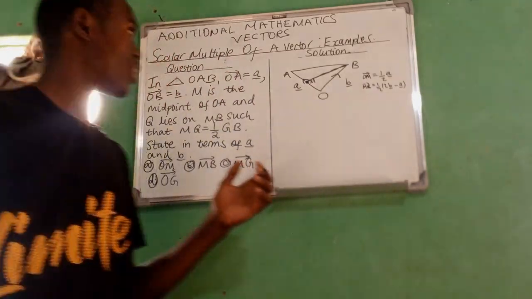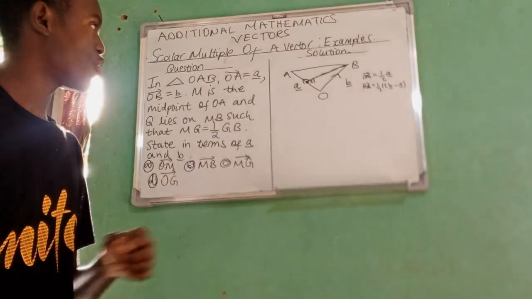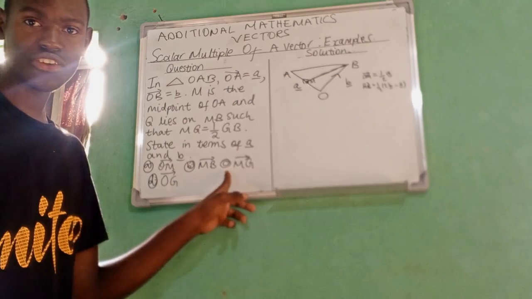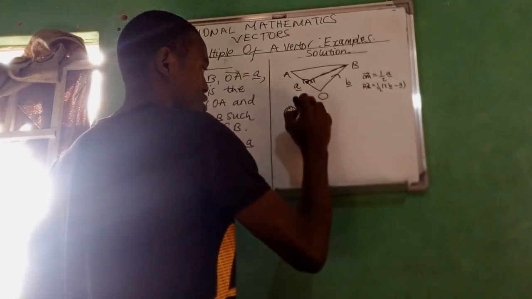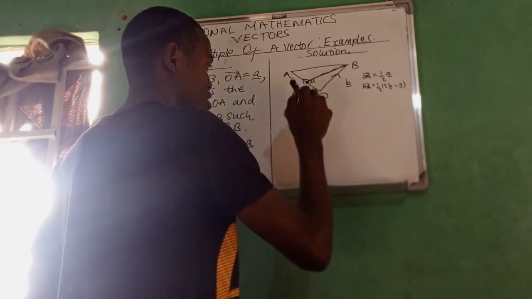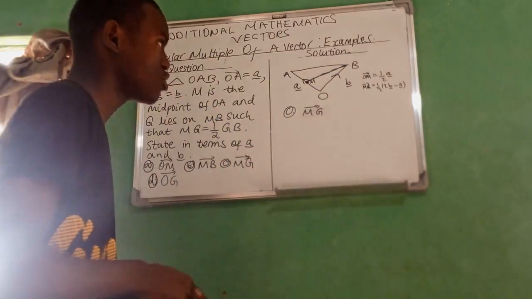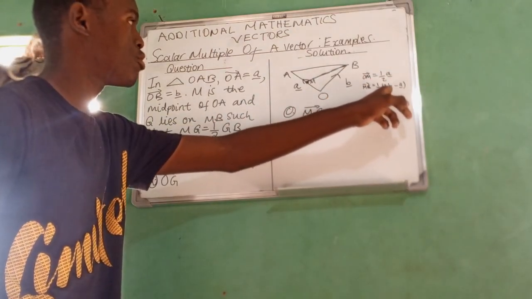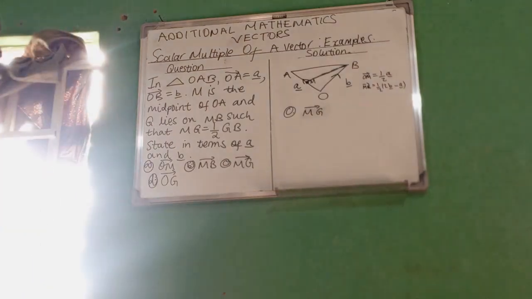In this video, we are looking at the scalar multiple of a vector. We're looking at question C, which is MG. In the prior videos, we found that OM was half of vector A, and MB is half of 2B minus A. Now we're looking for MG.